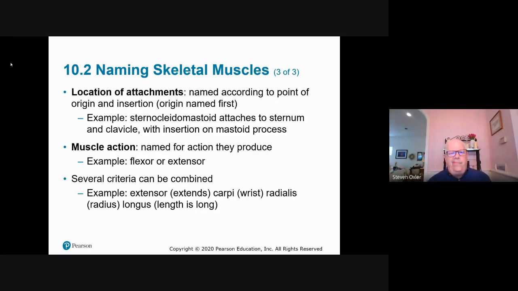We can also name them for where they are attached. Naming according to the point of origin and insertion, but we always name the muscle origin first. For example, the sternocleidomastoid. It attaches to your sternum and your clavicle. Its origin is in your sternum and clavicle, and its insertion is in the mastoid process.